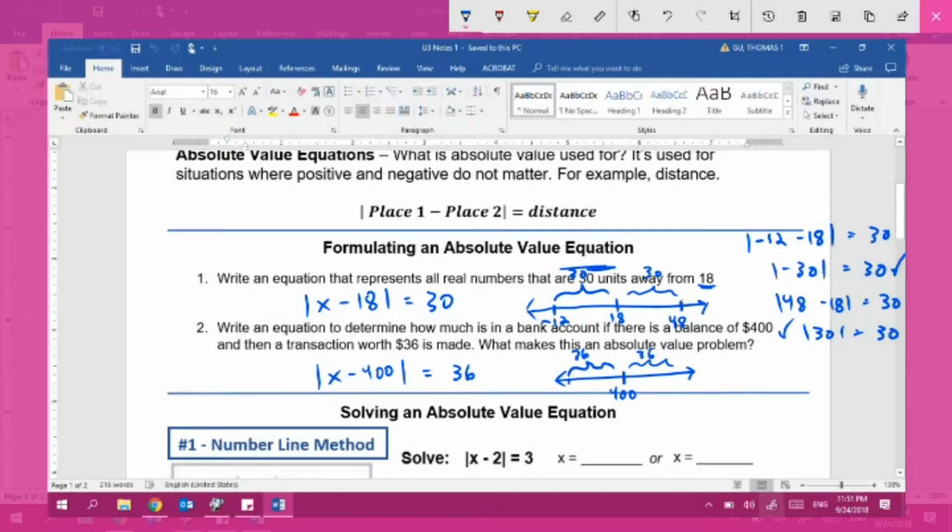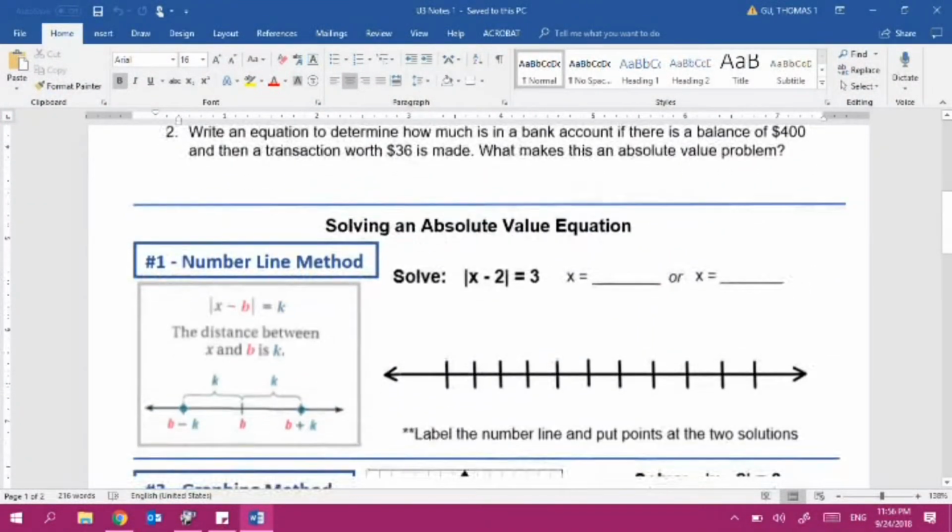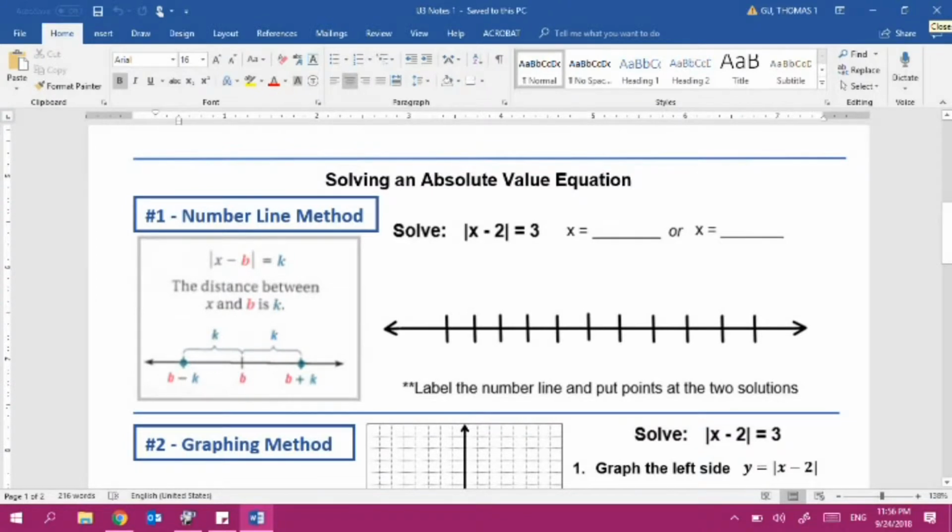But regardless, that makes my X values 436 and 364. And if we plug these numbers in for X, you could see that we would have 36 as our answer. Now, what makes this an absolute value problem, the second part of the question, is because it just says transaction. It doesn't say positive or negative. It doesn't matter if we're going positive or negative direction. It's just a transaction.